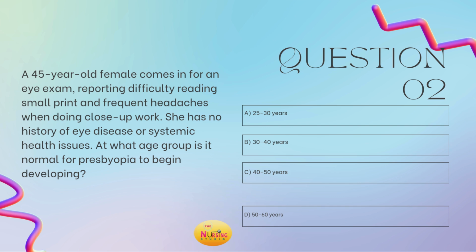Is it A, 25 to 30 years? Is it B, 30 to 40 years? Is it C, 40 to 50 years? Or is it D, 50 to 60 years? Take a moment and tell me what you got in the comments, you guys.